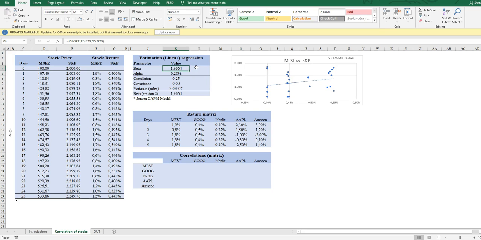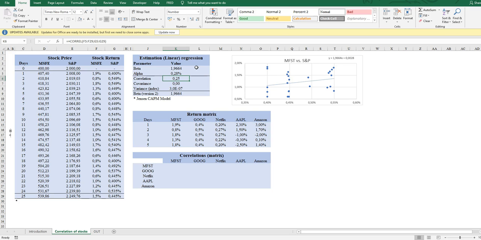So here beta tells us that every time the S&P moves 1% on a daily basis, one way or another, it could be on a yearly basis as well, the Microsoft stock moves with a factor of 2 almost, in a positive way.